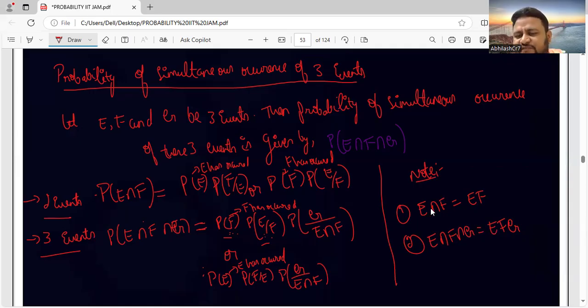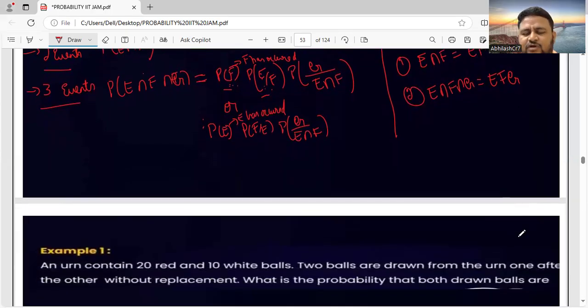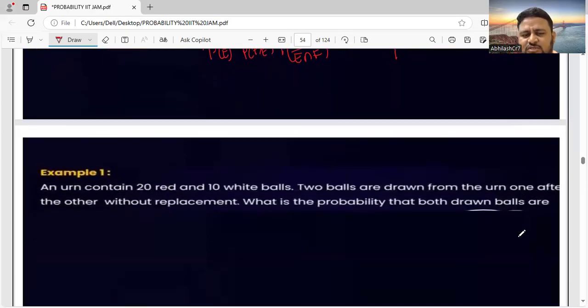E intersection F is nothing but EF. Probability of E intersection F intersection G is the probability of EFG. Probability of EFG is not equal to probability of E times probability of F times probability of G. It's not like that. If they ask you to find the probability of EFG, you have to find the probability of E intersection F intersection G. Okay, got it, friends? This note you have to remember. So based on this multiplication theorem, we will solve some example questions so that it becomes easy for you.